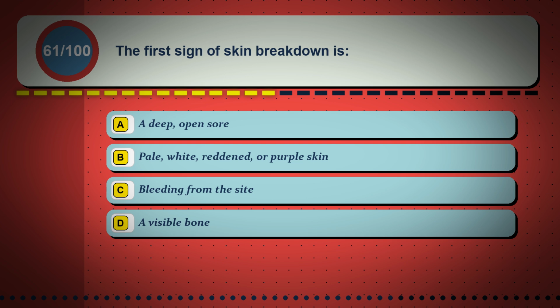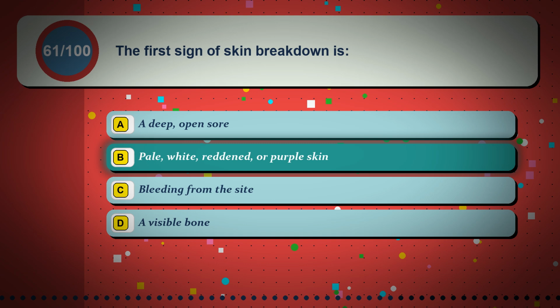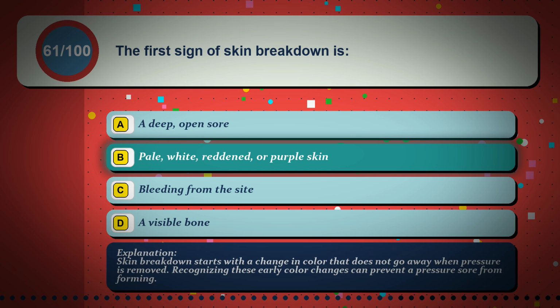Option B, pale, white, reddened, or purple skin. Option C, a bleeding from the site. Option D, a visible bone. The correct answer is option B, pale, white, reddened, or purple skin. Skin breakdown starts with a change in color that does not go away when pressure is removed. Recognizing these early color changes can prevent a pressure sore from forming.